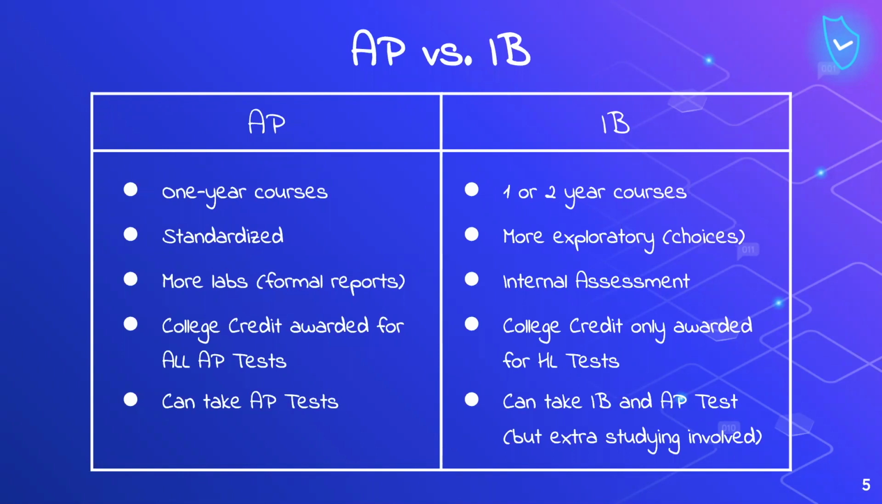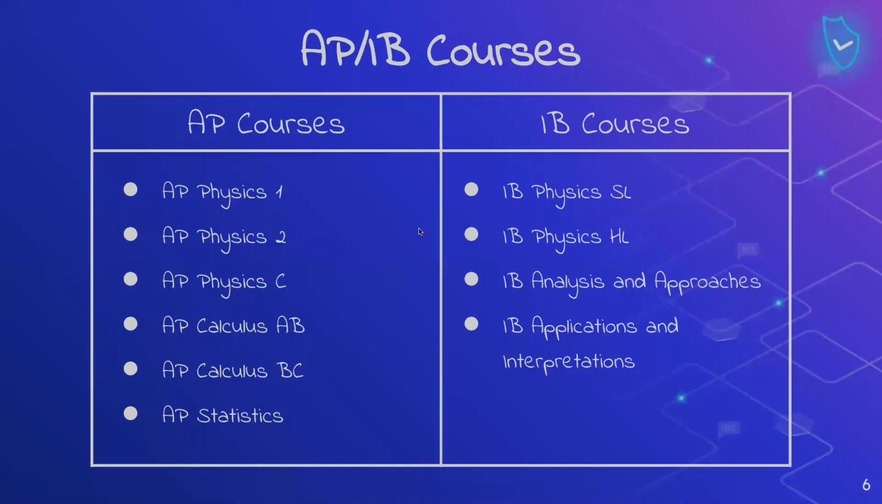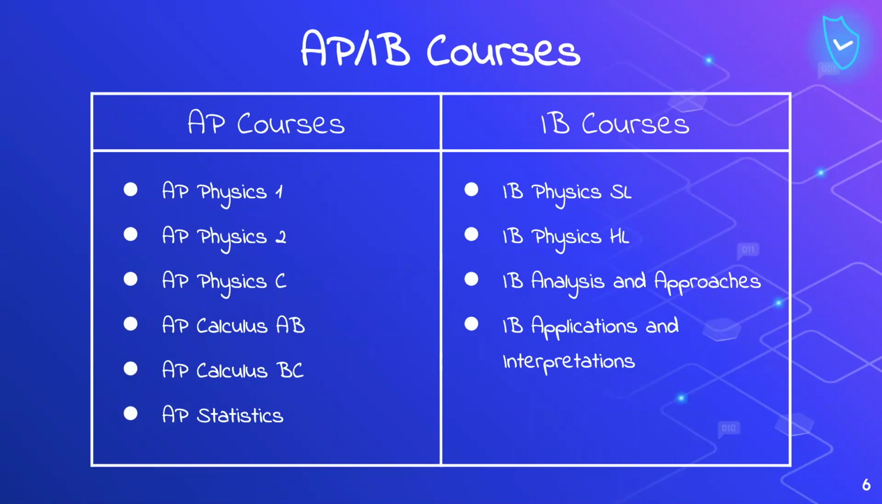Only the higher level tests count for college credit, but IB students can also take AP exams to get college credit. They would just have to do some extra studying outside of school, since the IB classes are more centered around the IB exams. IB also has a bit more writing than AP. For each class, students write an internal assessment, a paper that reflects what you've learned over the past year. They also write an extended essay, an academic research paper, in their senior year. Next we'll move on to AP versus IB courses.